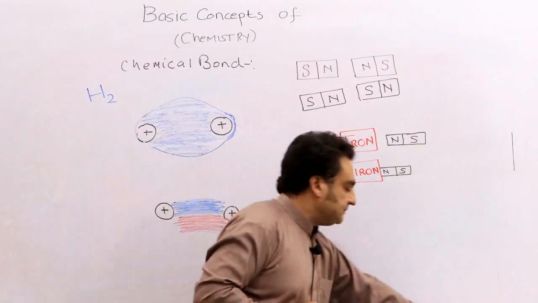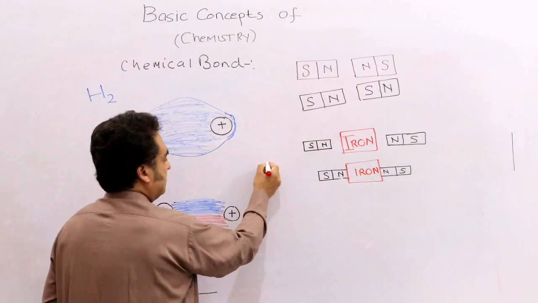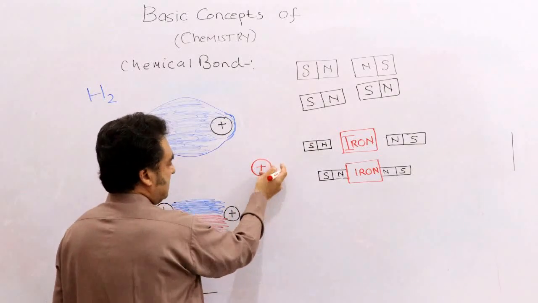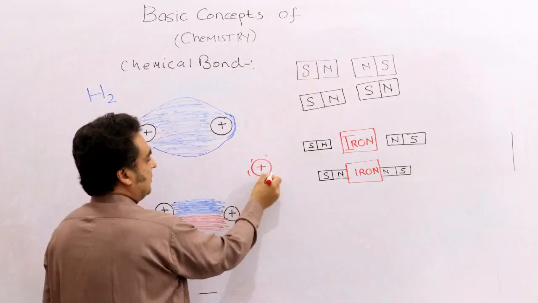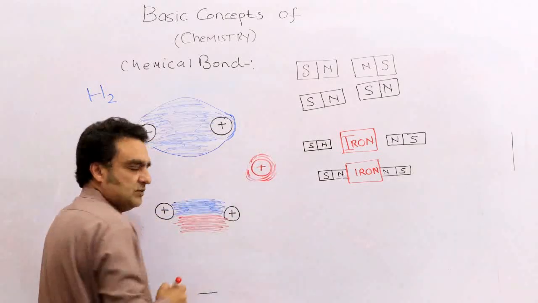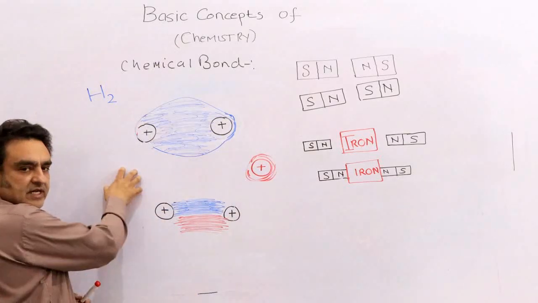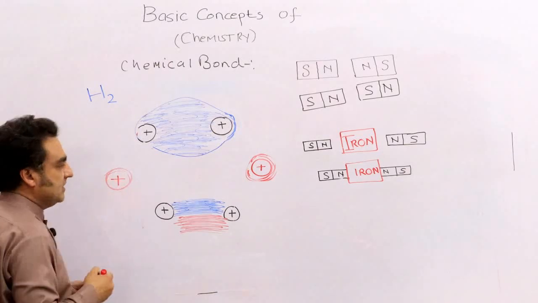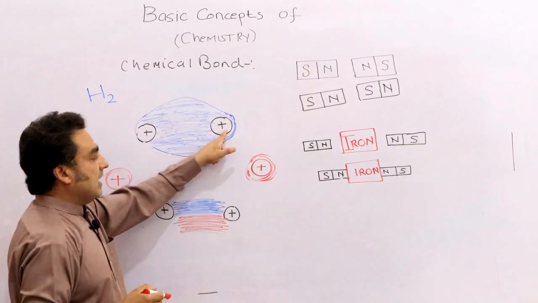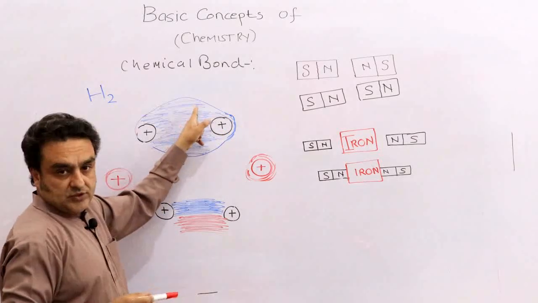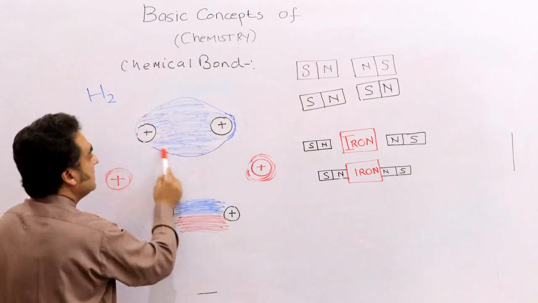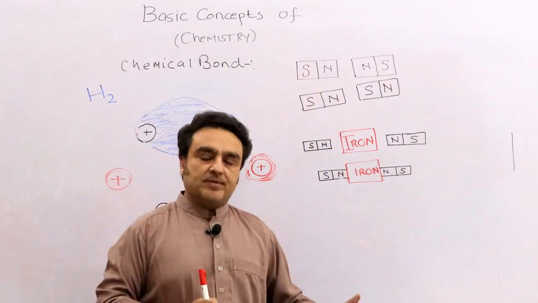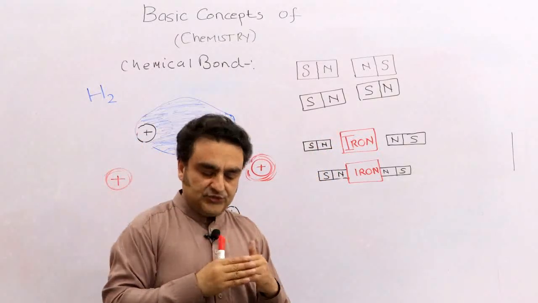First, what was there in each atom? Let me just wind it back. This is a hydrogen atom, and the electron was revolving around it. In the other hydrogen atom, the same was there, the electron was revolving around it. But now two electrons are revolving around two nuclei, so they are more stabilized. The electrons are more stabilized.